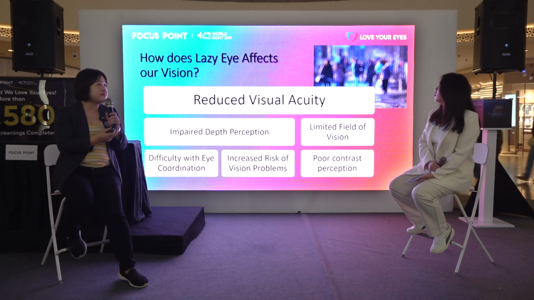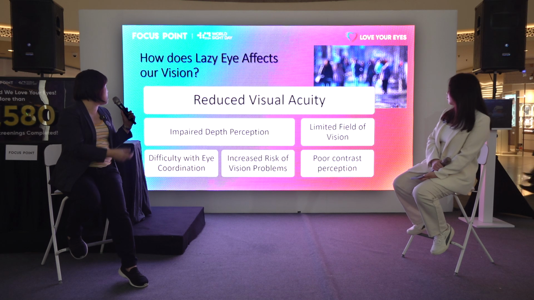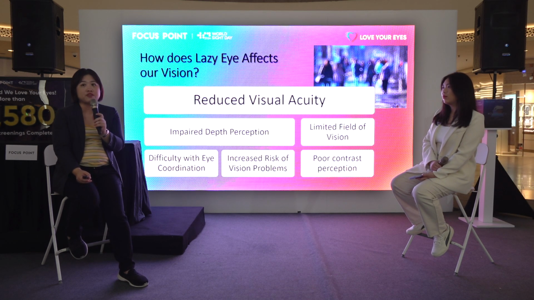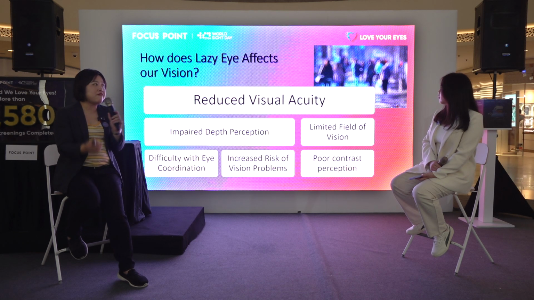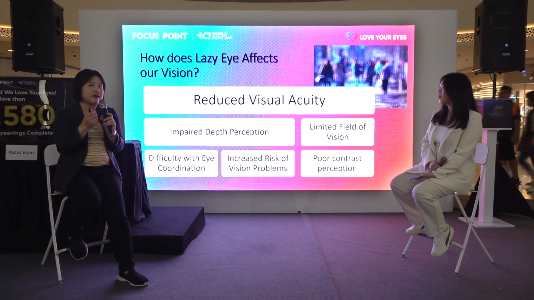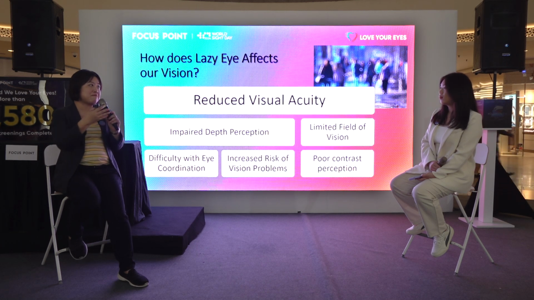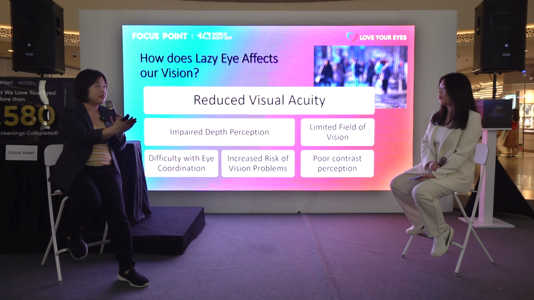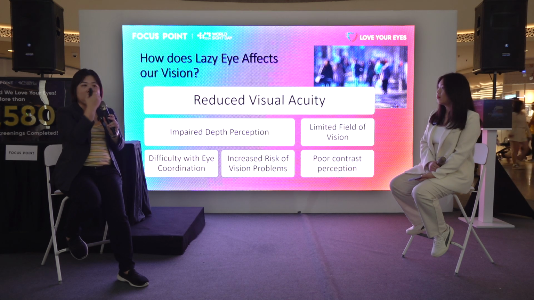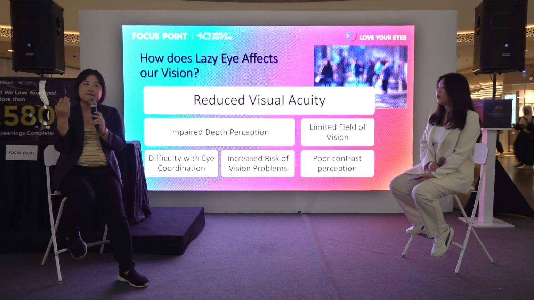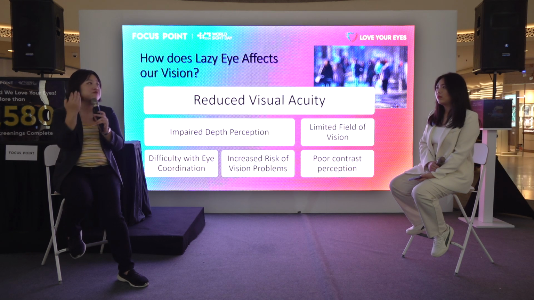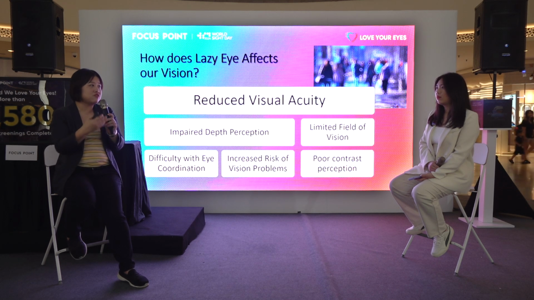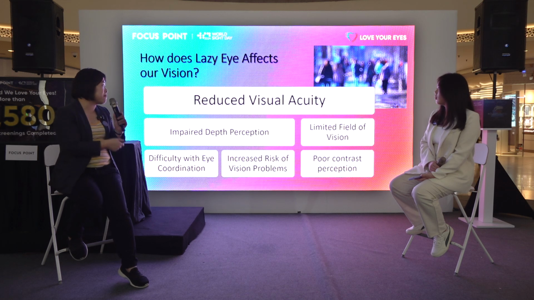So how does lazy eye affect our vision? Firstly, you cannot see normally, it's reduced vision, reduced visual acuity. Secondly, it impacts depth perception. For example, when we drive and want to reverse and park into a side parking, we need to be able to estimate the depth, the distance. That needs coordination between both eyes. If one eye is lazy eye, the two eyes don't function together normally. So you find that very hard to adjust. You cannot gauge, cannot estimate the distance. So that's impact on depth perception.